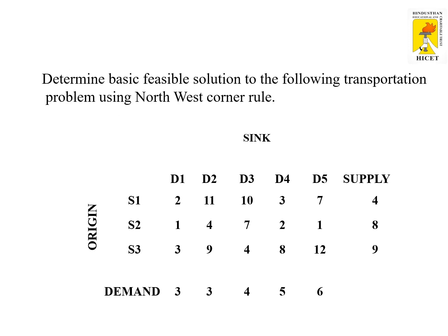We are going to explain this northwest corner method by one example. Determine the basic feasible solution to the following transportation problem using the northwest corner rule. The given matrix has the sources S1, S2, S3 and 5 destinations D1, D2, D3, D4, D5. For the sources S1, S2, S3, the supplies are 4, 8 and 9. The destinations D1, D2, D3, D4, D5 have demands 3, 3, 4, 5 and 6 respectively.